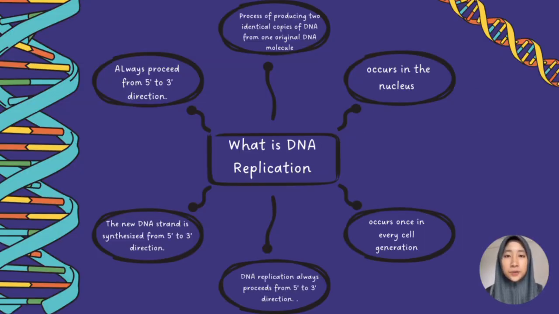DNA replication is the process of producing two identical copies of DNA from one original DNA molecule. DNA replication occurs in the nucleus during S phase of interphase. This process occurs once in every cell generation. However, for meiosis, DNA replication only occurs once before meiosis I, although meiosis involves two cell divisions. There is no DNA replication between the two divisions because the goal is to create cells with half the original DNA for reproduction, sperm or egg.